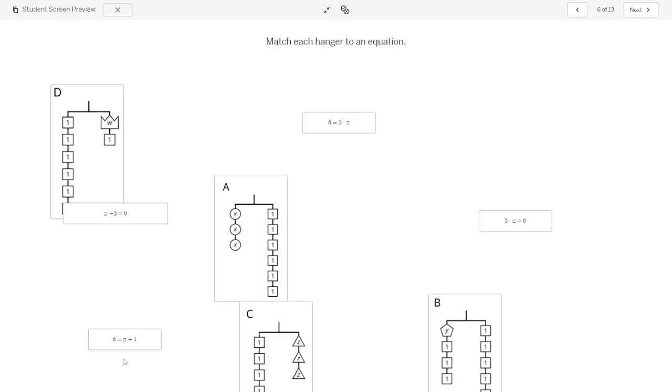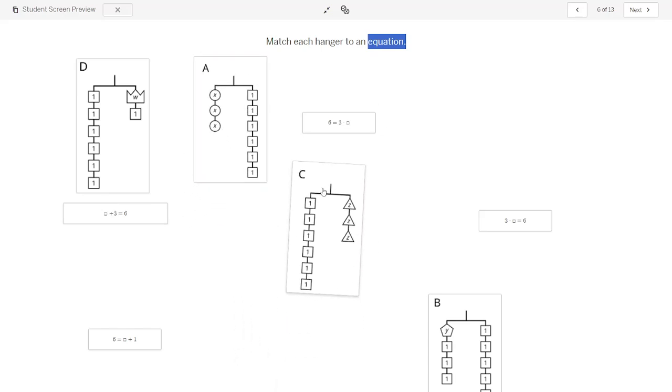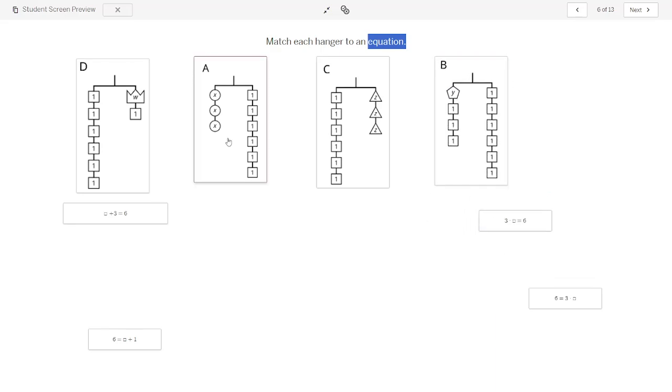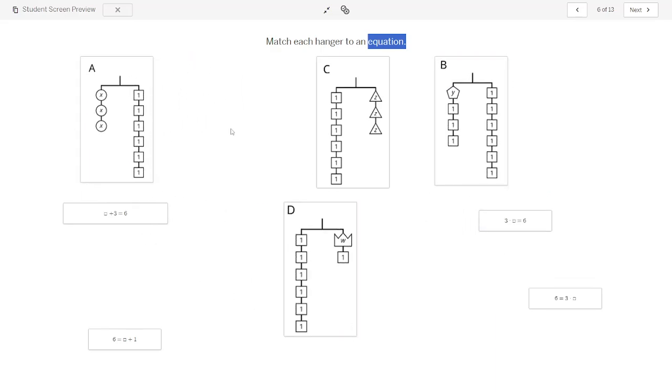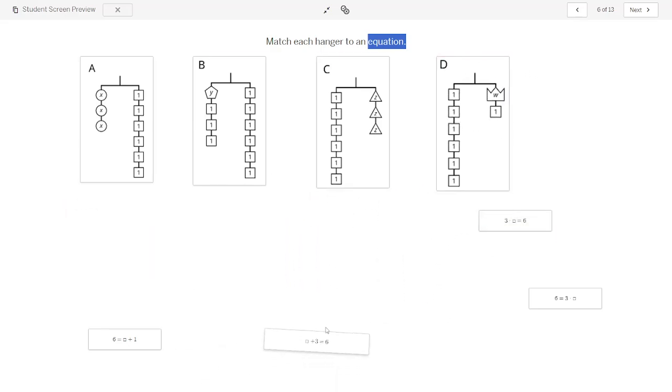So the first thing we want to do, we've got a bunch of hangers, our hanger diagrams, and we have a bunch of equations. So first, let's separate our cards into hangers and equations. I'm going to put my hangers up here, and I'll go ahead and put them in the order A, B, C, D. And then let's put our equations down here.